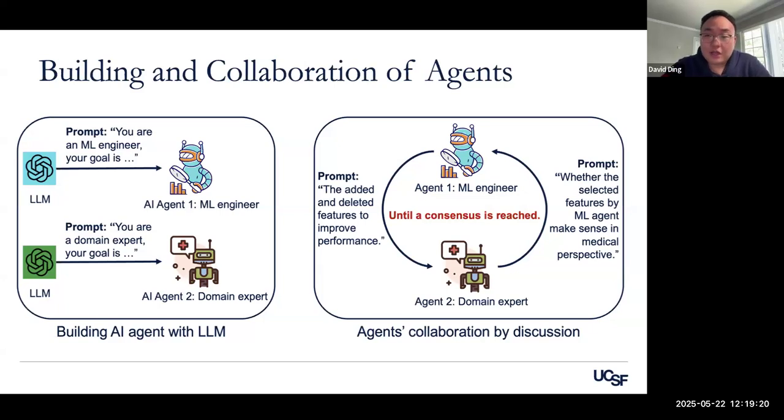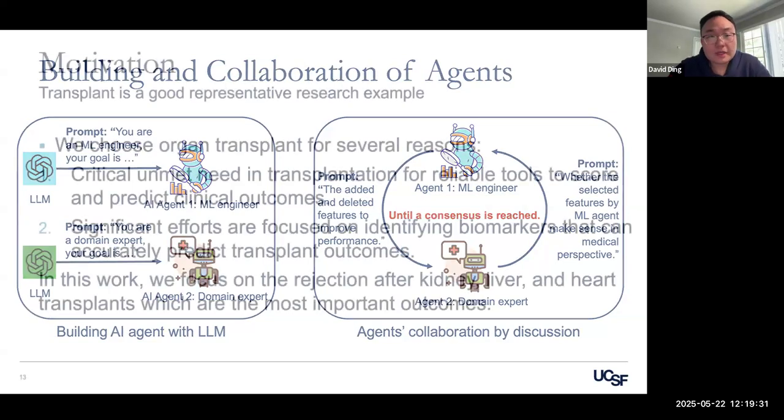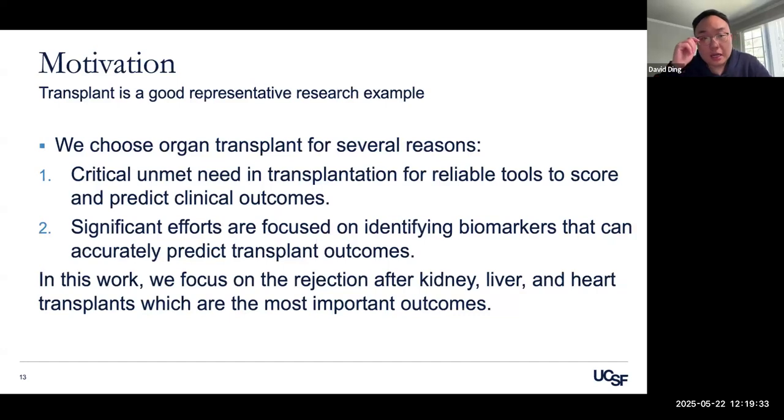So after we have built the two agents and their collaboration, we can build the whole agent system, and it can automatically help us complete this diagnosis task. And then let's talk more about the materials and the motivation for why we chose transplant as our research example. We think transplant is a very good representative research example to conduct experiments, to use as a test bed. So we chose it for several reasons.